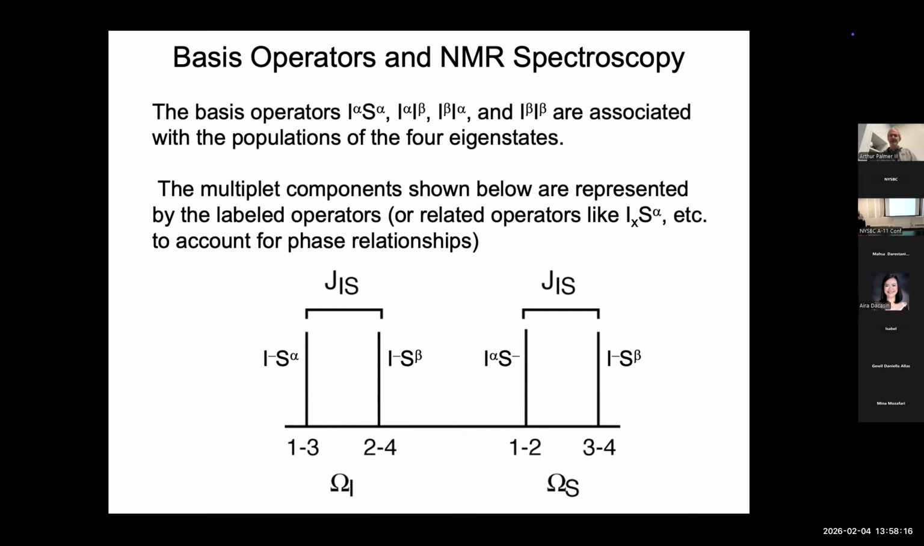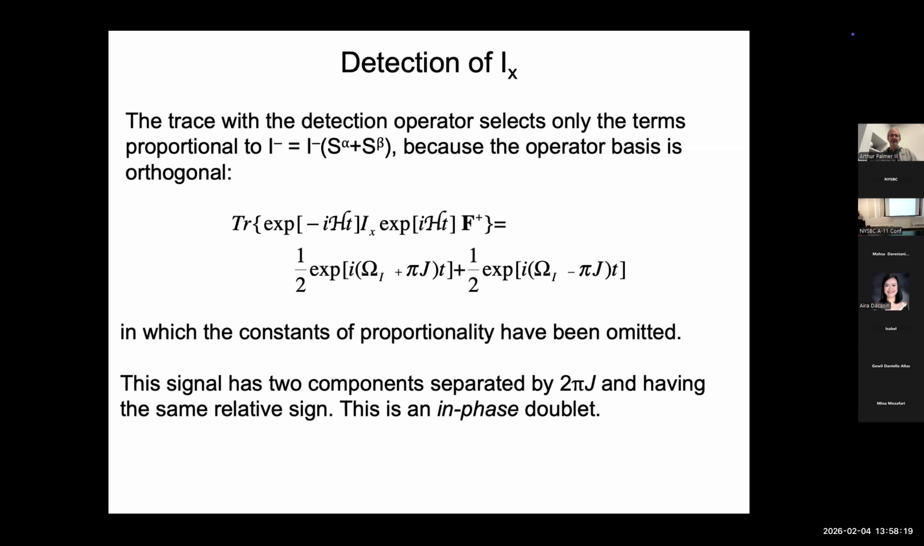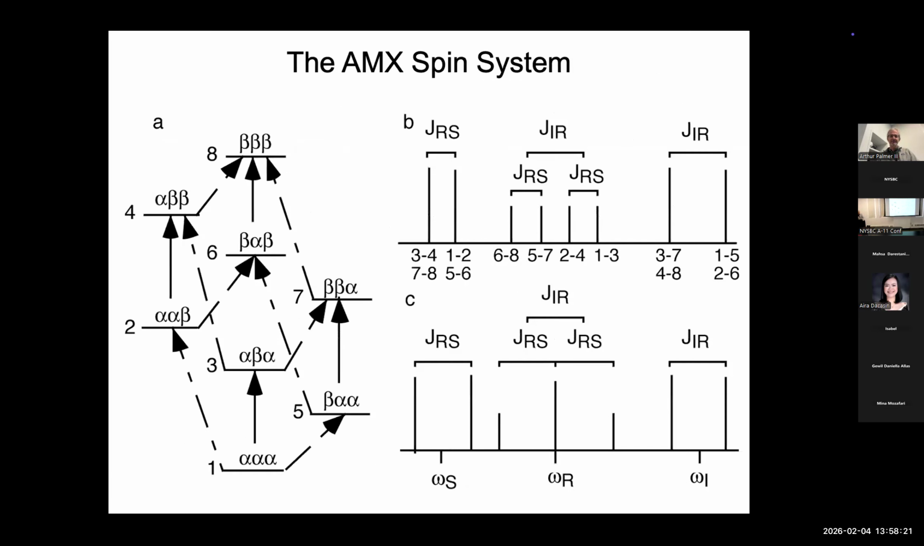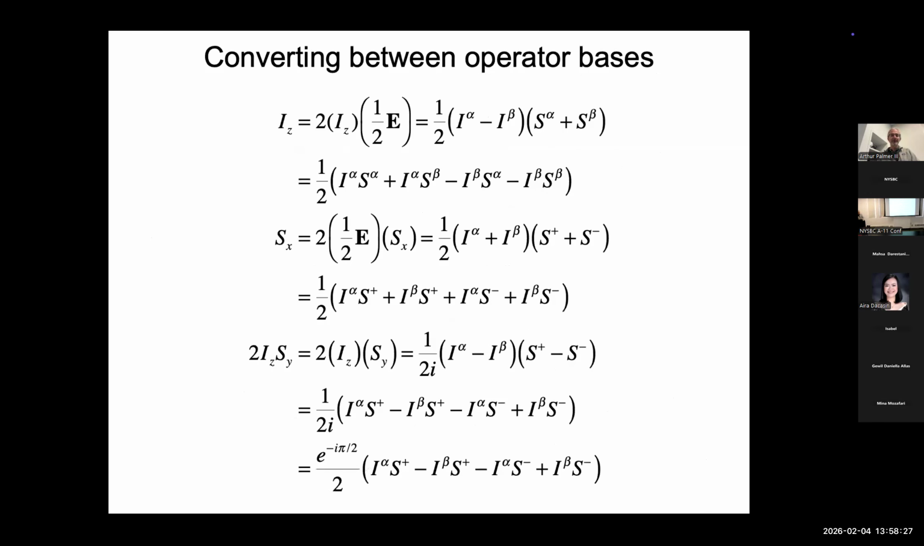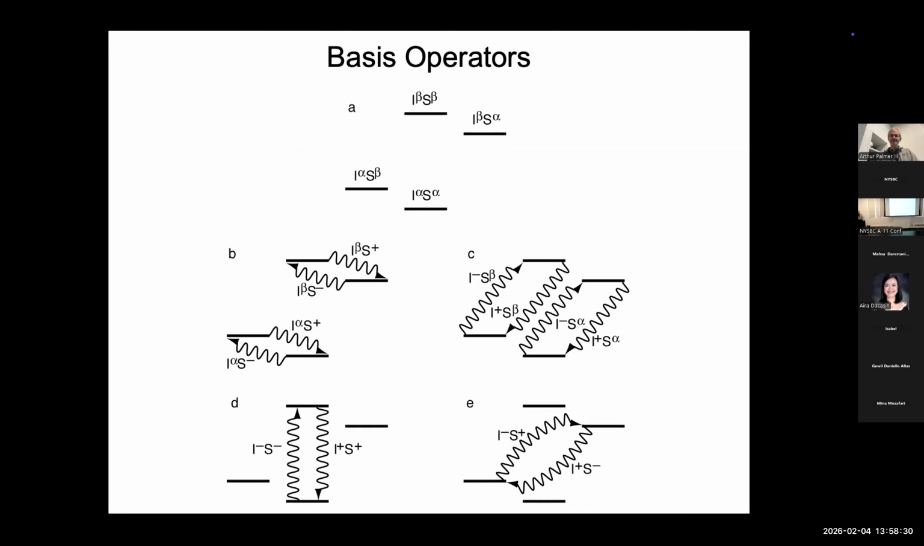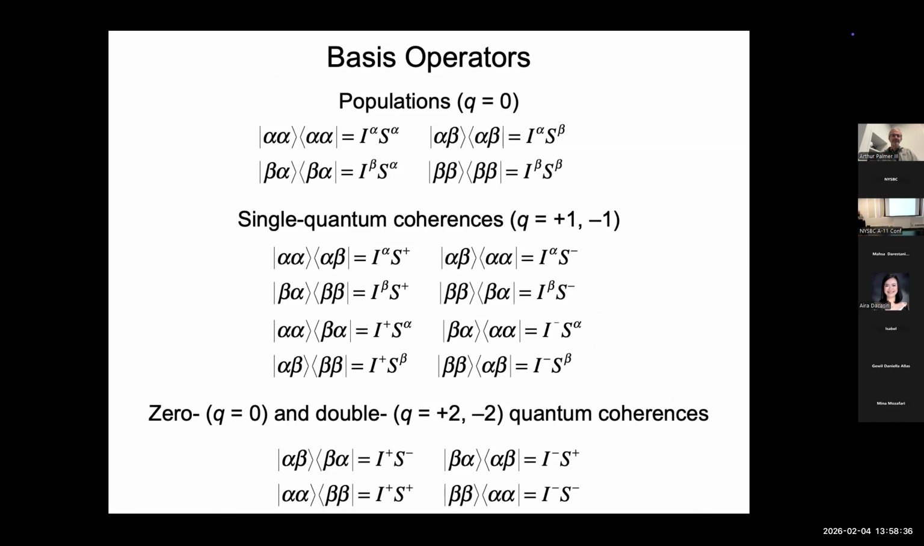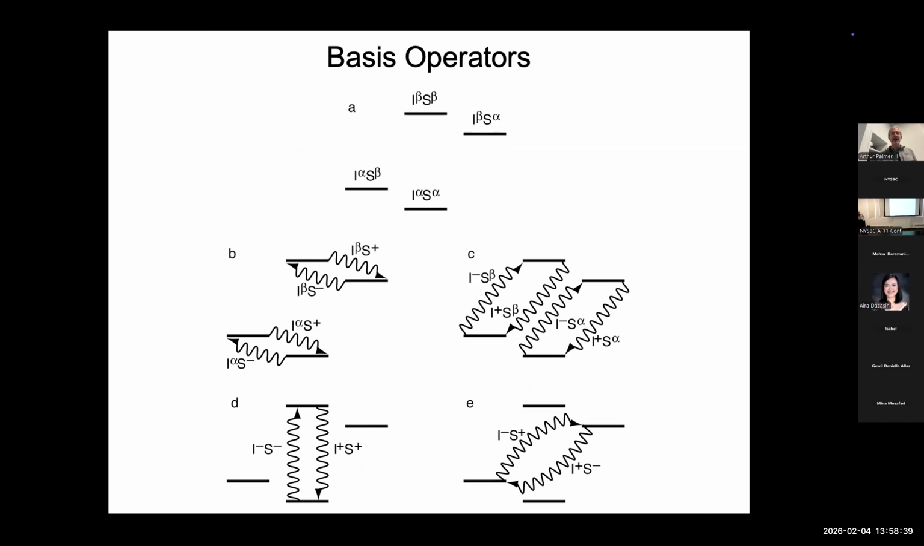Let me see. Somewhere the table of all the Cartesian operators has disappeared. That's weird. I'll put up a slide that shows a set of Cartesian operators, but they're IZ, SZ, 2IZSZ, IX, IY, SX, SY, and so on and so forth.